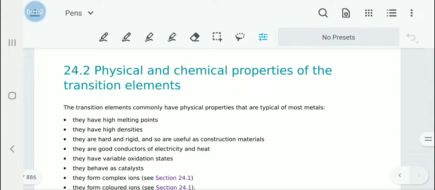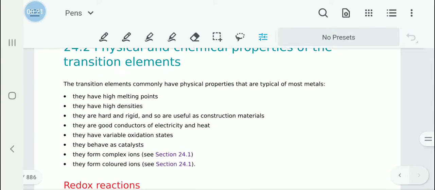Chapter 24, Theory Video 2. Now we are going to deal with the physical and chemical properties of the transition elements. We have dealt with how we defined the transition elements. Now we are going to look at their physical and chemical properties.